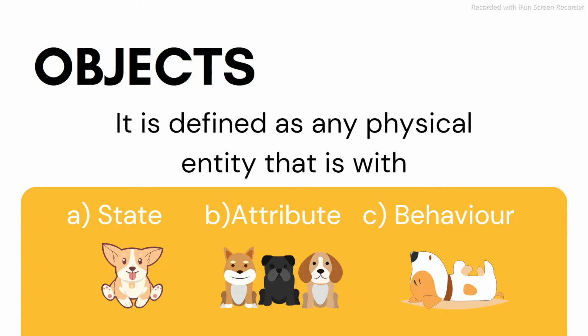And these all things contribute to an object. I repeat, an object is a physical entity that can be defined with a state, attribute, and behavior. State means the name of the object, attributes mean the characteristics of the object, and behavior means what the object is doing. That defines an object. And this is an important concept in object oriented programming.